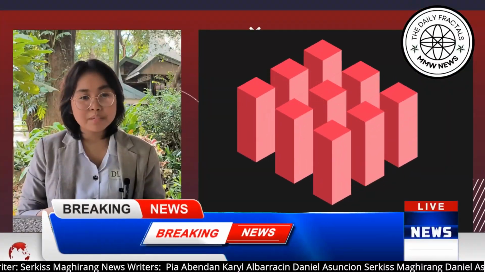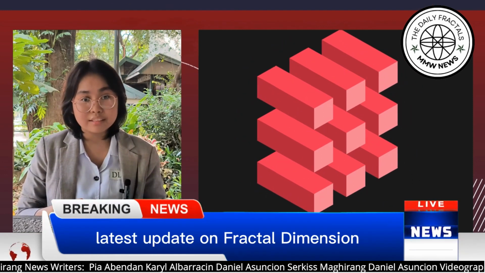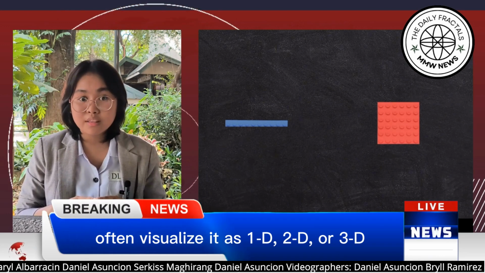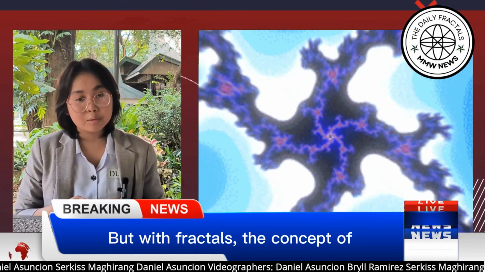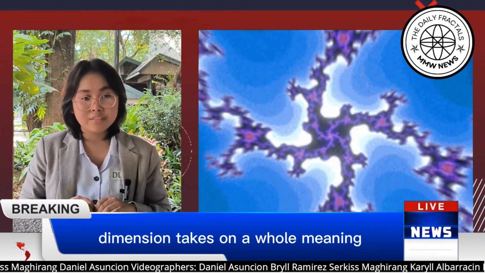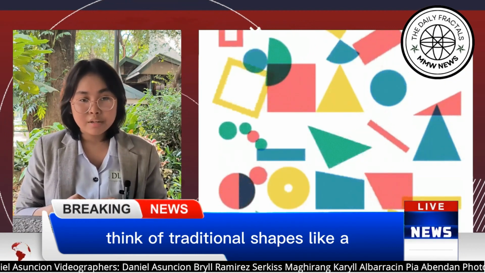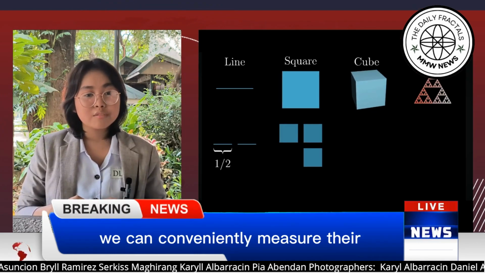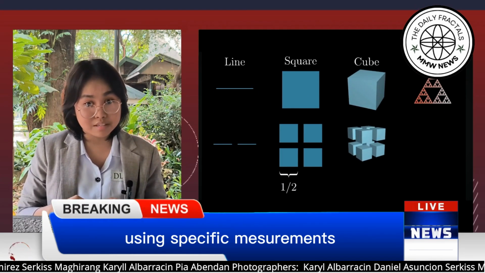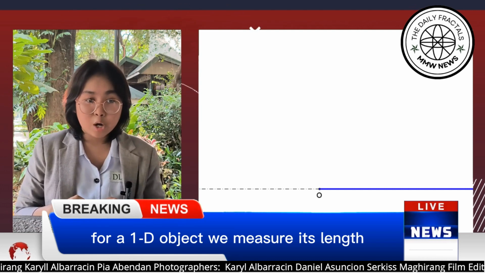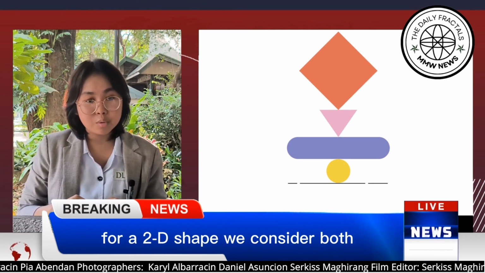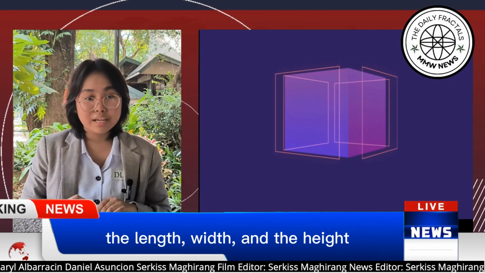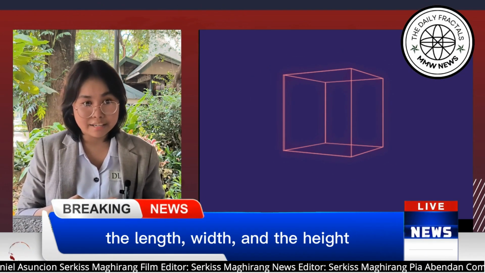And right now, we will be covering the latest update on fractal dimension. When we think of dimension, we often visualize it as 1D, 2D, or 3D. But with fractals, the concept of dimension takes on a whole new meaning. Think of traditional shapes like a straight line, a square, or a cube. We can conveniently measure their size using specific measurements. For a 1D object, we measure its length. For a 2D shape, we consider both length and width. And for a 3D object, we calculate the length, width, and the height.